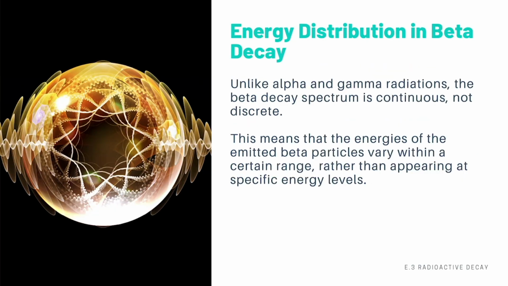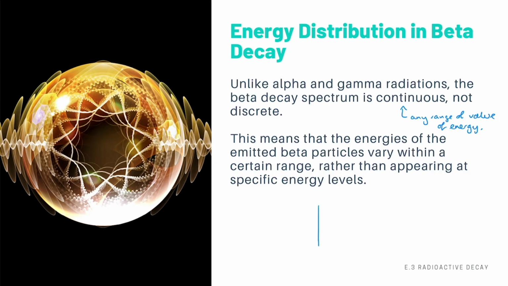The good old beta particle does not want to be left out, and the beta particle does not give evidence for discrete energy levels in the nucleus, but it does give evidence for something else. Because unlike alpha and gamma radiation, the beta decay spectrum is continuous, not discrete. That means that the beta particle can have any range of energy.